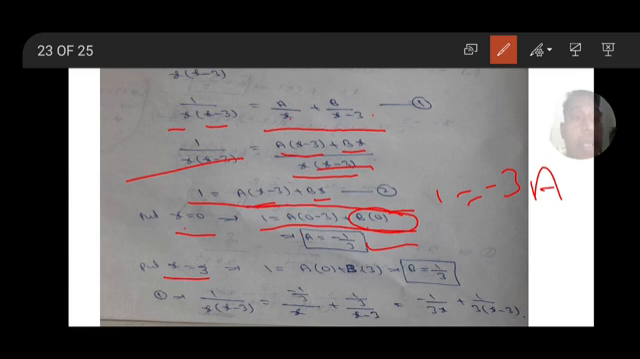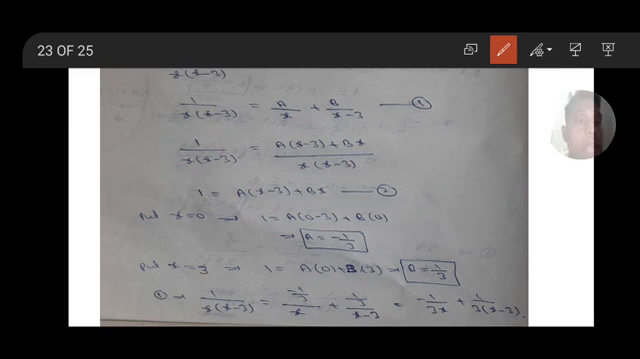Put x equal to 3 in the equation 2, 1 equal to a into 3 minus 3, which is 0, plus b into 3. So 3b equal to 1, so b equal to 1 by 3. So substitute this a value, b value in the equation 1. A equal to minus 1 by 3, b equal to 1 by 3. So we get 1 by x into x minus 3 equal to minus 1 by 3 by x plus 1 by 3 by x minus 3. 3 comes to denominator, minus 1 by 3x plus 1 by 3 into x minus 3 is the answer.